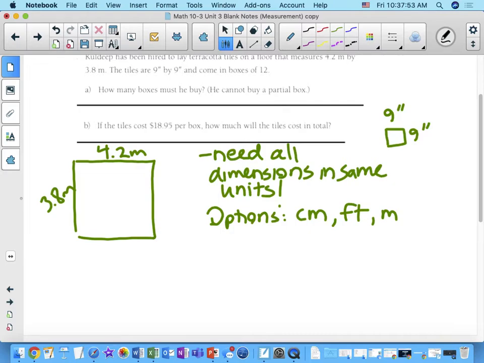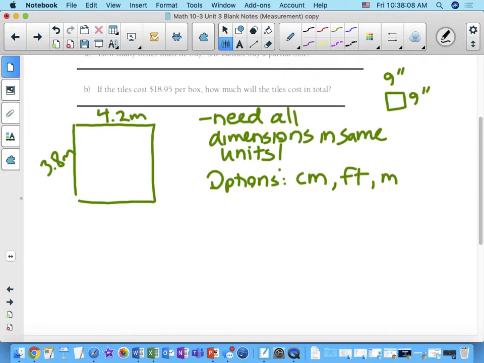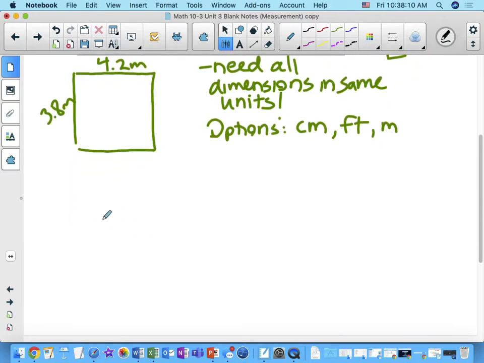Now I'm just wondering though, yeah, actually no, I like the centimeter idea, that's good. Okay, let's go with centimeters. So let's take some steps to get in that direction. Let's start with the floor, okay? How many centimeters is the 3.8 meters?